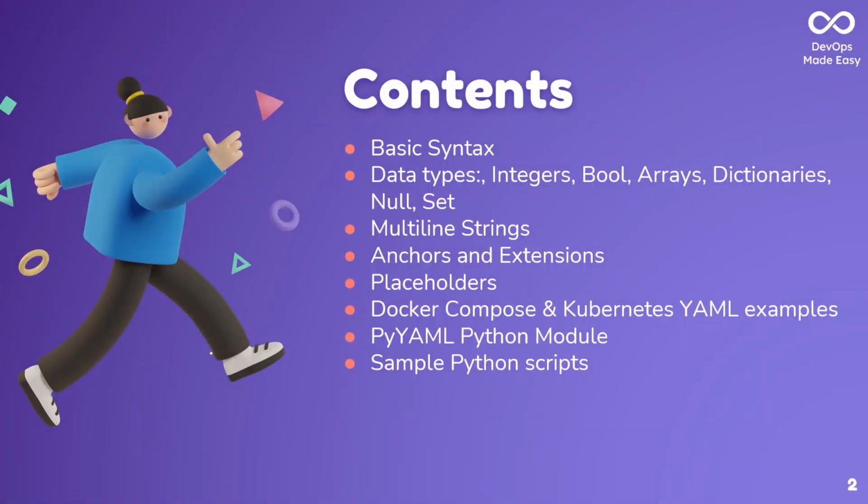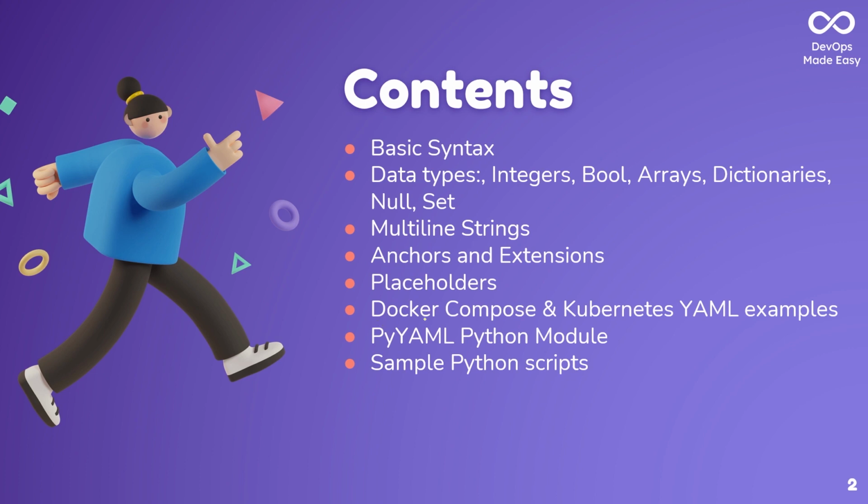So these are the contents that are going to be covered in this video. We are going to start off with basic YAML syntax. Then we'll see the different data types supported in YAML, like integers, Boolean, arrays, dictionaries, null, set, strings, etc. We'll also see how to write multi-line strings in YAML. Then we'll move on to learning about anchors and extensions in YAML and why these are used. Then we'll see what placeholders are and why these are necessary for templating YAML files in tools like Helm charts.